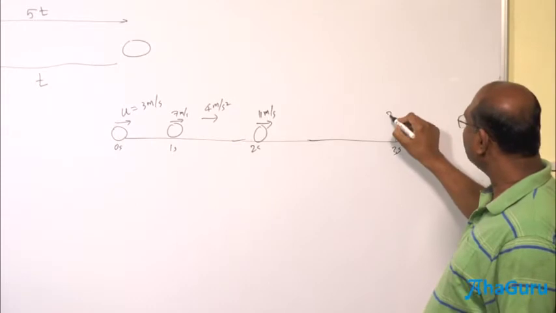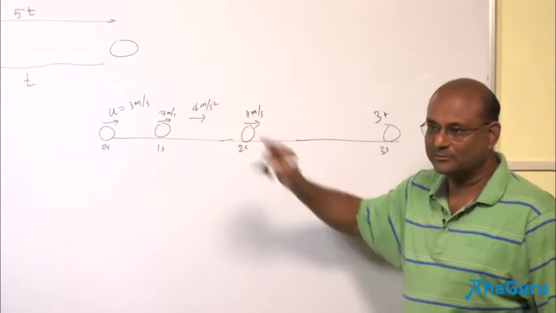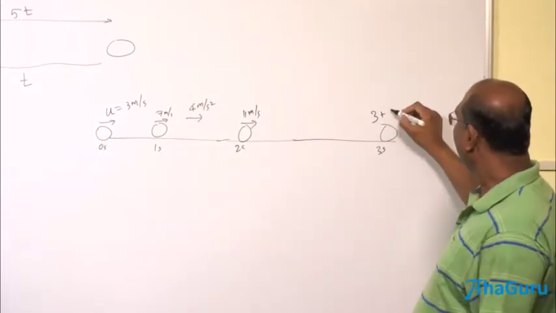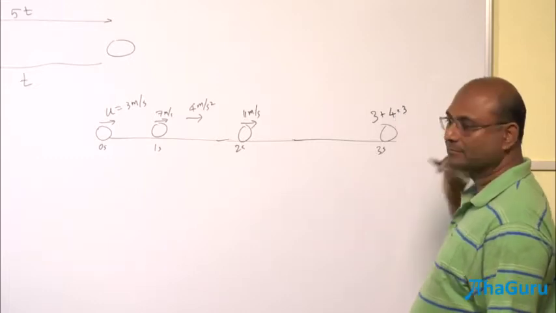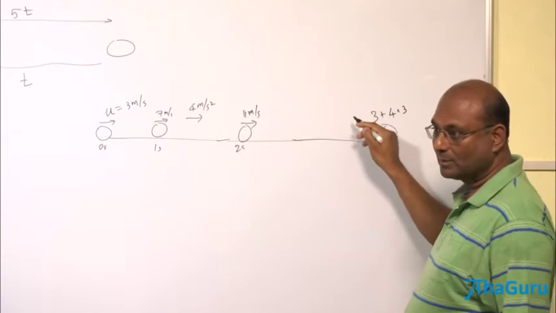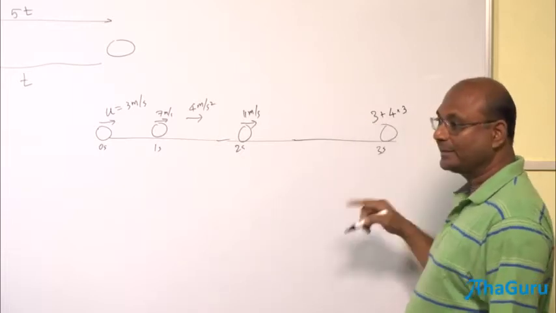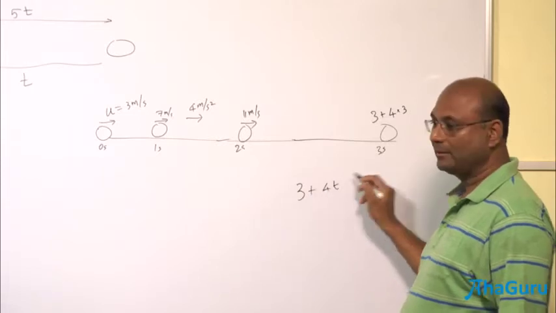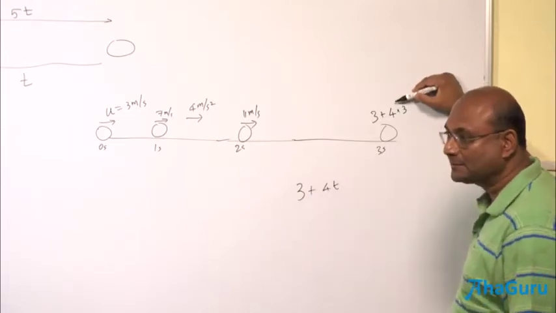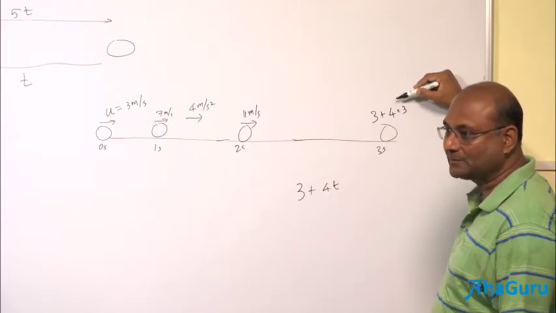So I can write it as 3 plus 4 plus 4 plus 4 because acceleration was 4. So I can write 3 plus 4 into 3. Now this is u and that is t. So in t seconds what will it become? 3 plus 4 into t. Because in 4 seconds it will be 3 plus 4 into 4. 5 seconds, 3 plus 4 into 5.